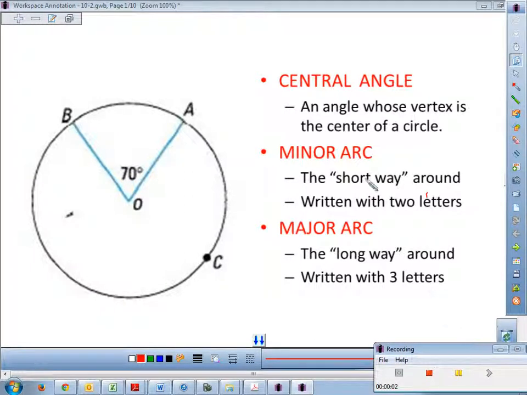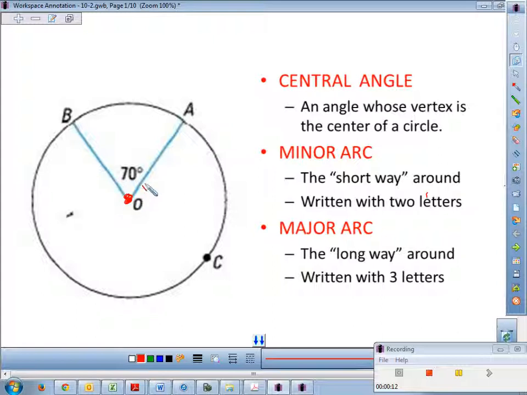All right, today we talk about some parts of a circle. First thing, one of the most important things is a central angle. It is an angle whose vertex is the center of the circle. Here the center of our circle is circle O, right here. And you see this blue angle, angle BOA. That is a central angle because the vertex of that angle is right there at the center.